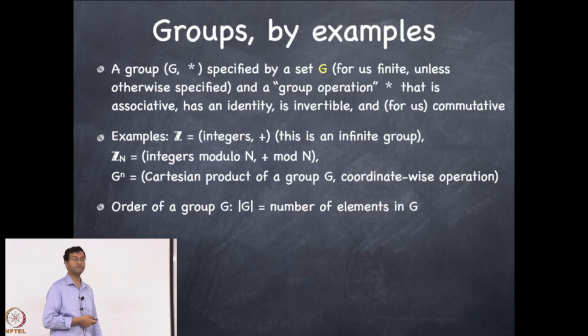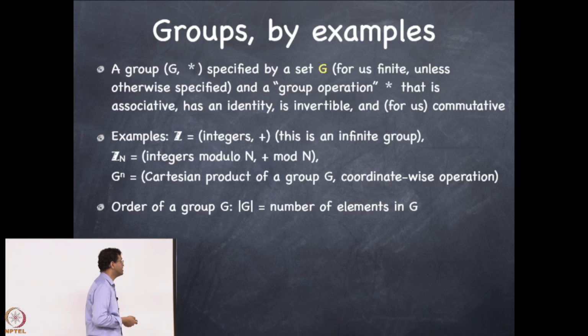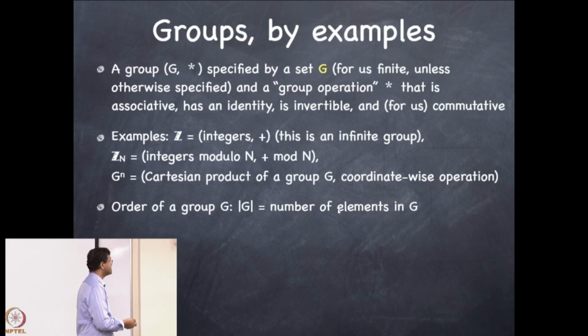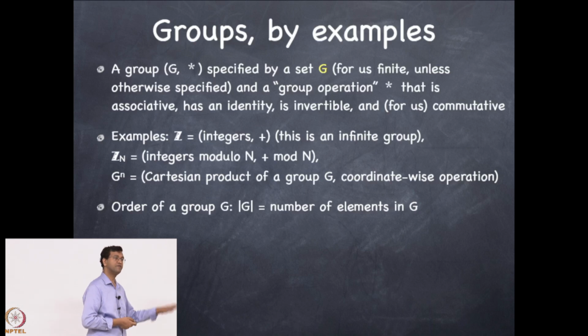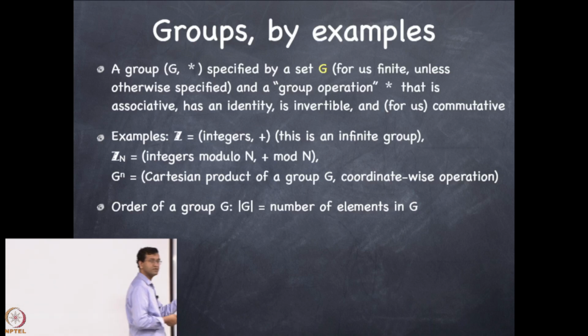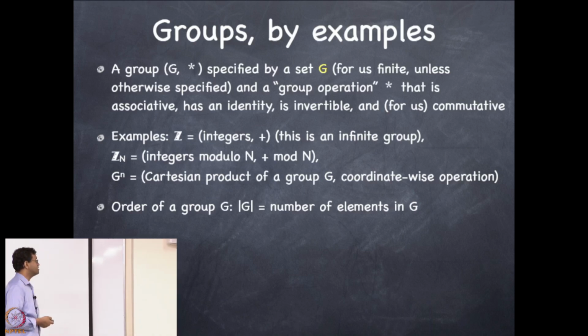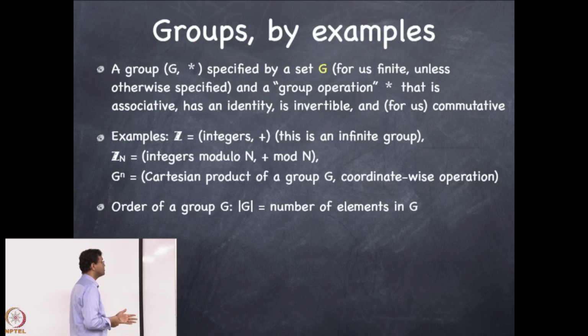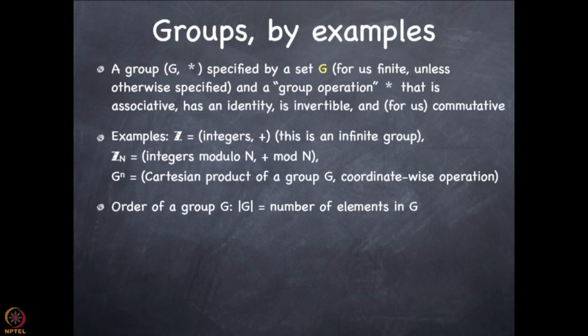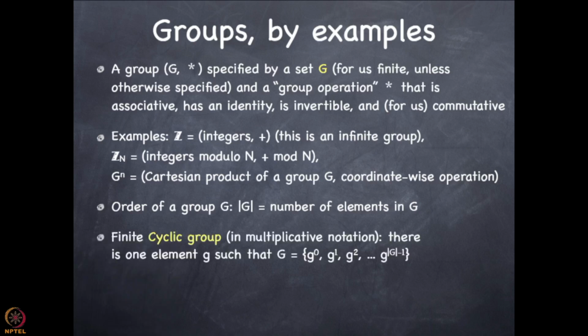Just some jargon. I might refer to a prime order group at some point. The order of a group just means the size of the group, the number of elements in the group. So we'll be interested in finite groups, with a finite order. For addition modulo 2, the order of that group is 2. For addition modulo n, the order of that group is n. We'll also be interested in a special class of groups called cyclic groups.